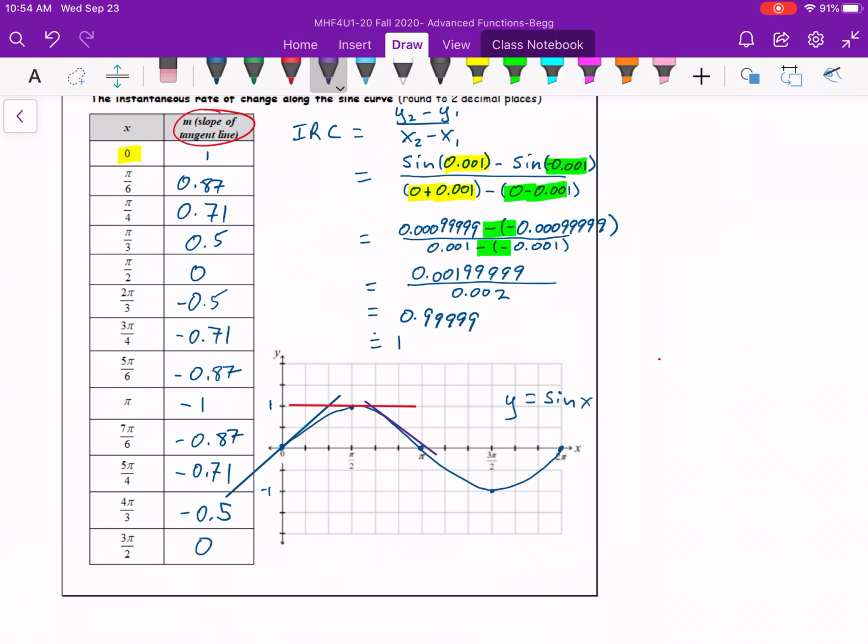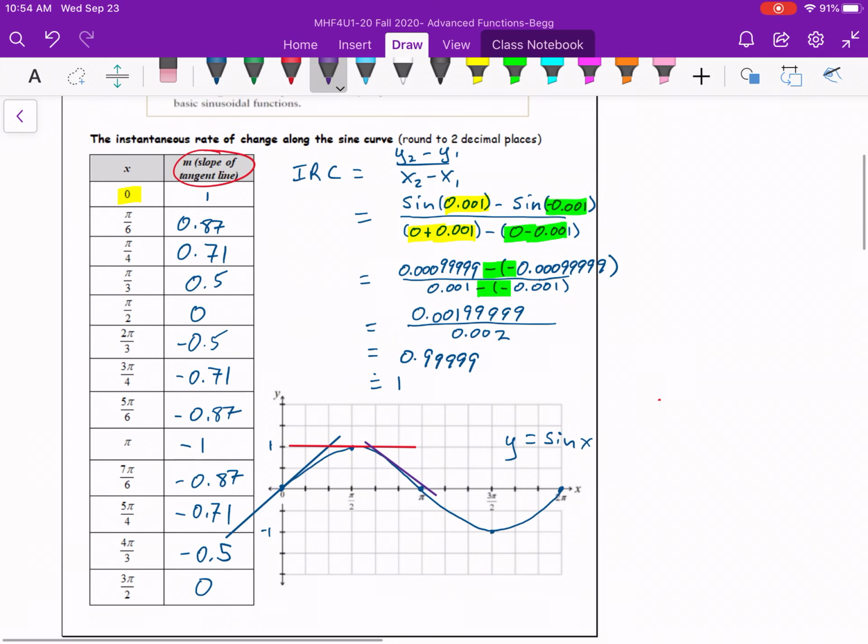So we can use Desmos to see how the instantaneous rate of change changes as x moves along. And if we ever want to calculate a specific point, we could always use this formula. Again, that's how I came up with 0.71 for pi over 4. I just put that in for x into the instantaneous rate of change formula here. I took pi over 4 and I added 0.001, I subtracted 0.001 and did the difference quotient.